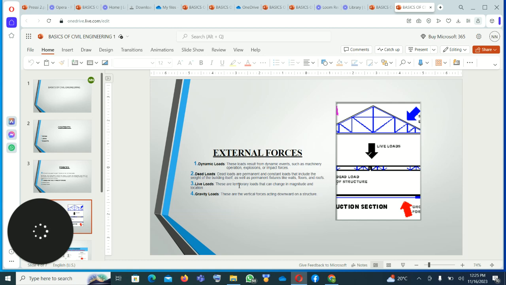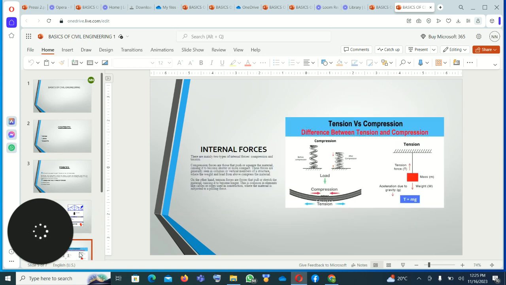And the other one is the live loads. These are the temporary loads that can change in magnitude and location. And the last one is the gravity load. These are vertical forces acting downwards on a structure.